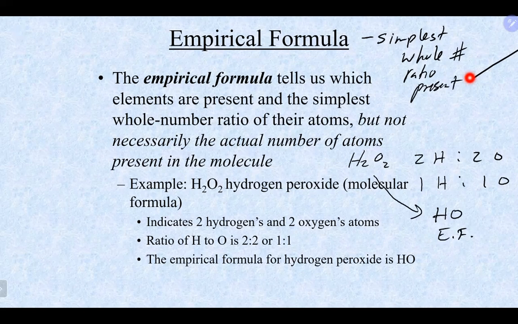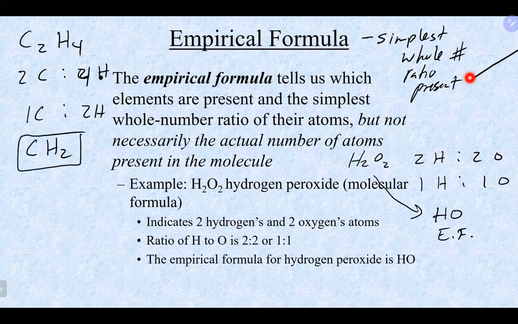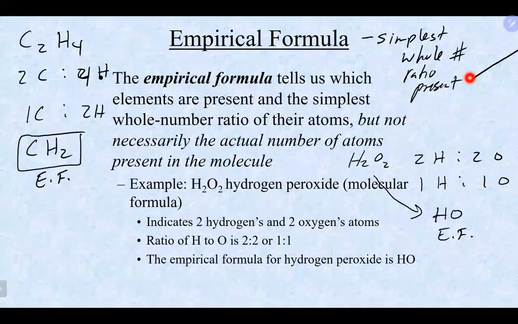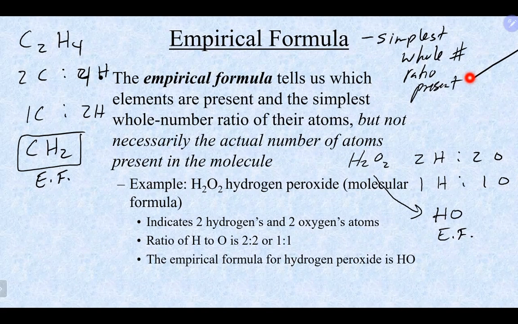The one that we were doing a second ago, C2H4, is basically 2 carbons for every 4 hydrogens. We could divide everybody by 2, still get a whole number, and you would get 1 carbon for every 2 hydrogens, which means the empirical formula here would be CH2. So if you are trying to find the empirical formula for a formula, you reduce all the subscripts by dividing everybody by a whole number, and if you get whole numbers, that would be your empirical formula.